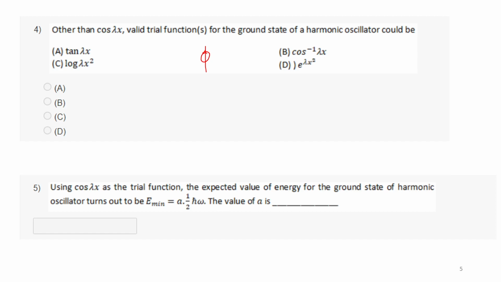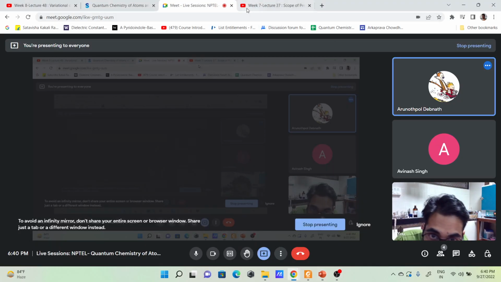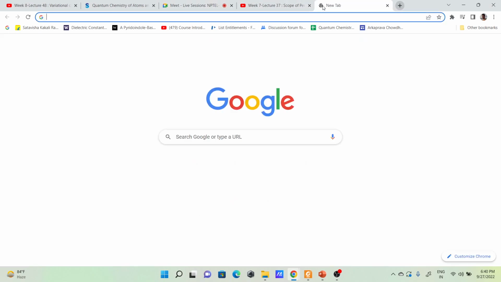Yeah, like the trial wave function is not given, so it's not even a correct answer. Without this, you cannot find a, because if the trial wave function changes, your a value will change. So I can check the question once.